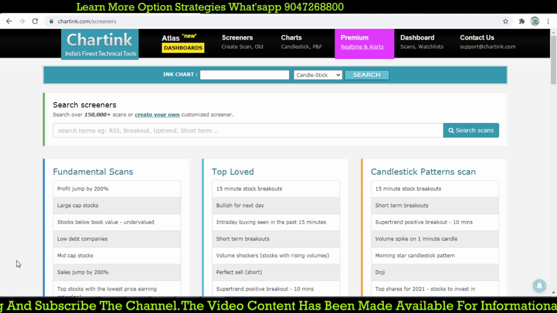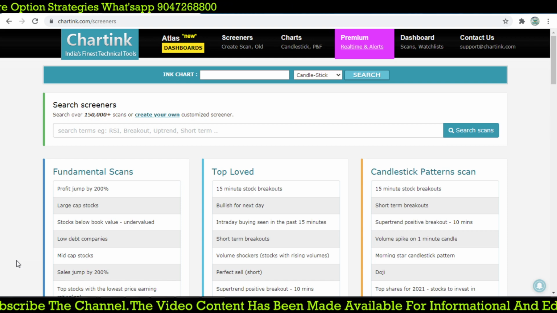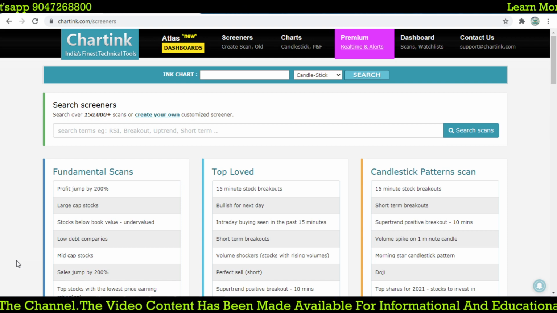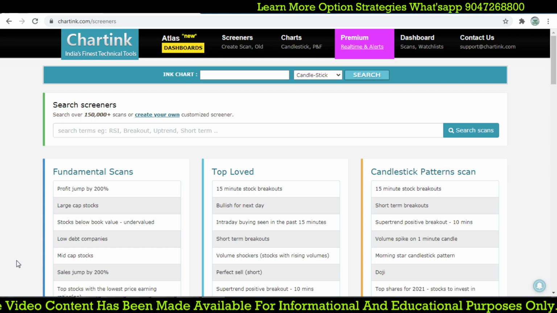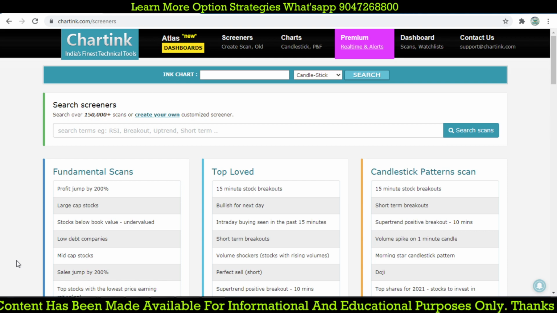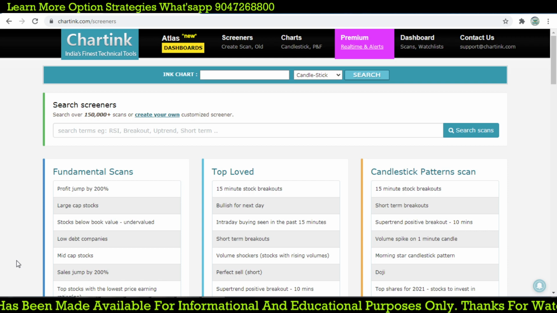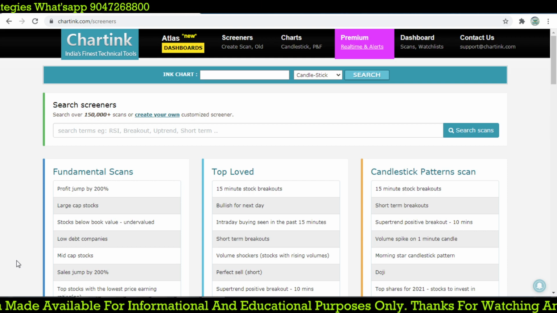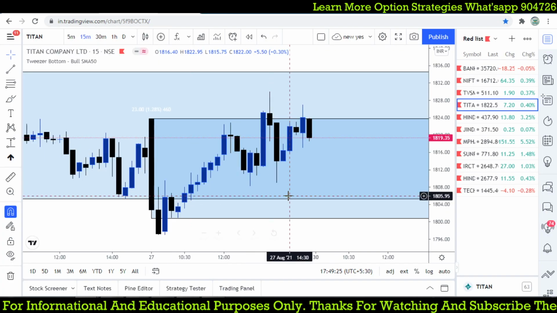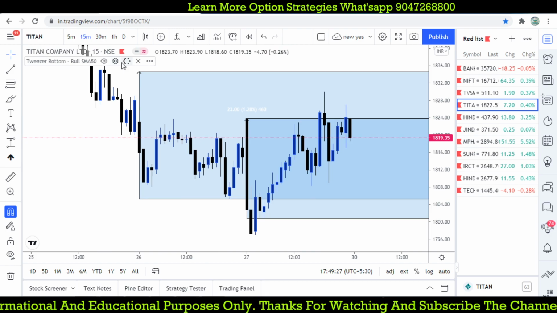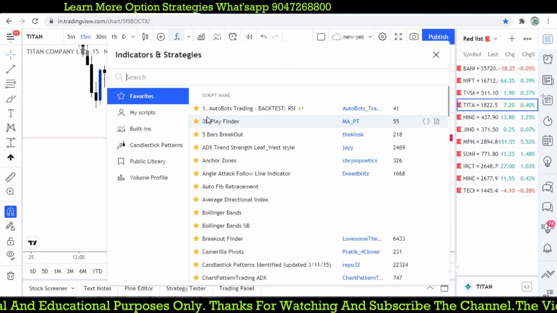Today's video is about the double candlestick reversal pattern, matching high, or Twizzler top. In the last video we saw Twizzler bottom. Now we are going to see Twizzler top and how we are going to create a code for that. There is a code for TradingView.